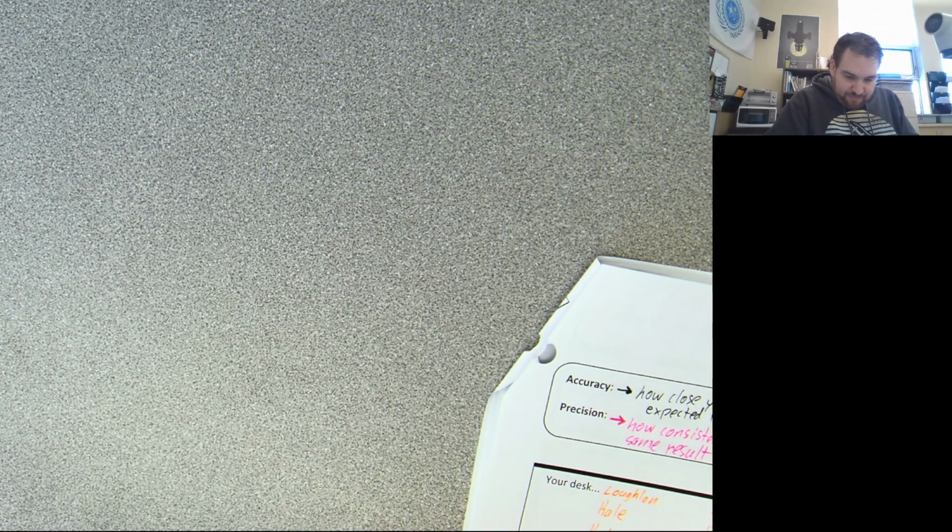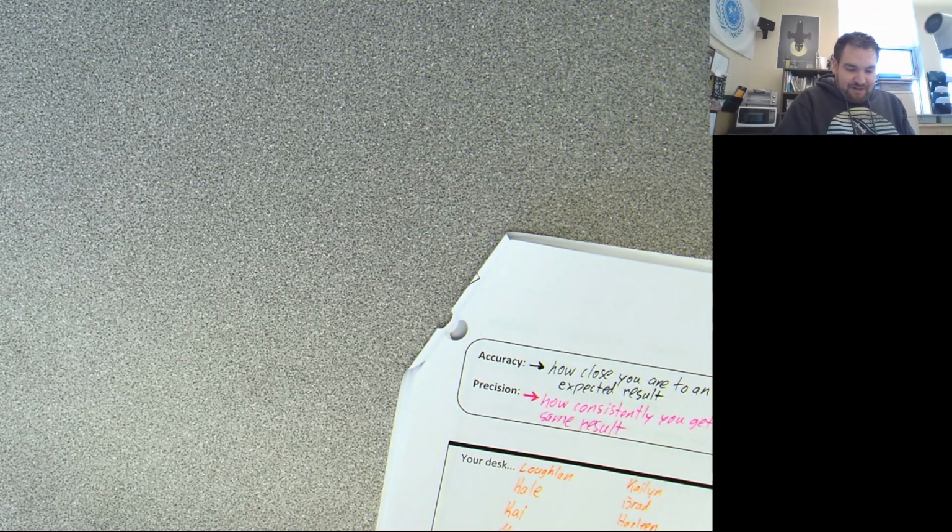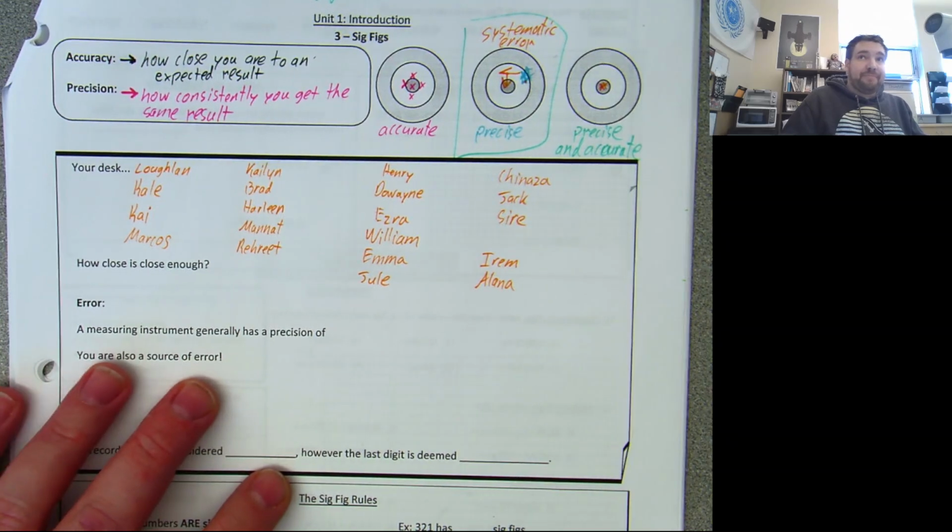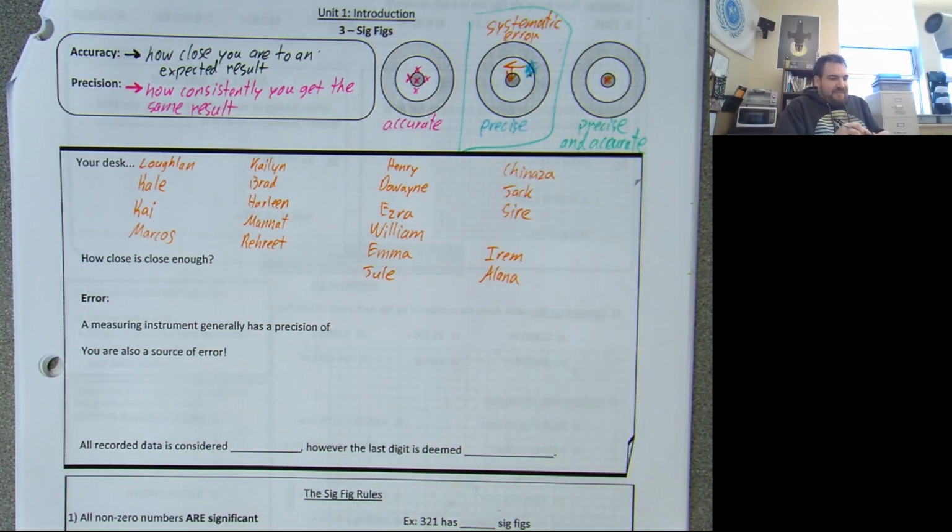You got to do it in centimeters. William. And then on the middle table, I've got Emma, I've got Irem, I've got Julie, and I've got Vicky. Alana. Once you've got two values per channel, I'll come report it from you.